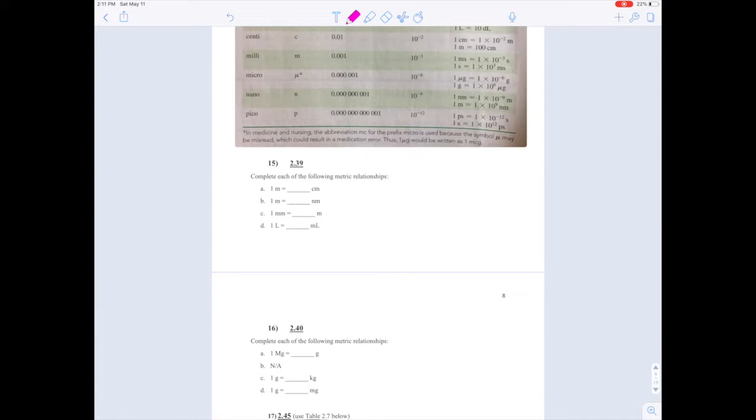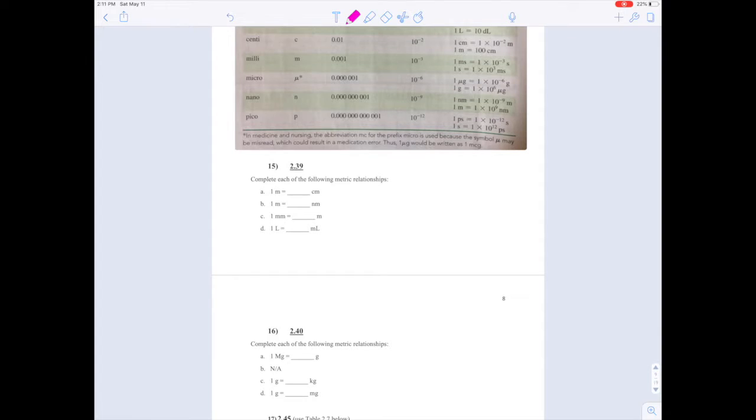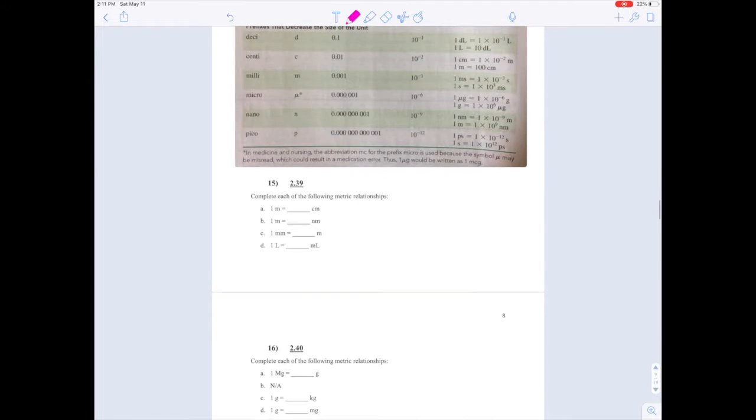Chapter 2, questions 15 and 16 are each asking you to complete a couple of metric relationships. We saw in the previous question, question 14, how these prefixes are really powers of 10 that make a base unit larger or smaller in order to get a more intuitive number for you to work with. So here we just need to know the relationship between them based on that prefix.